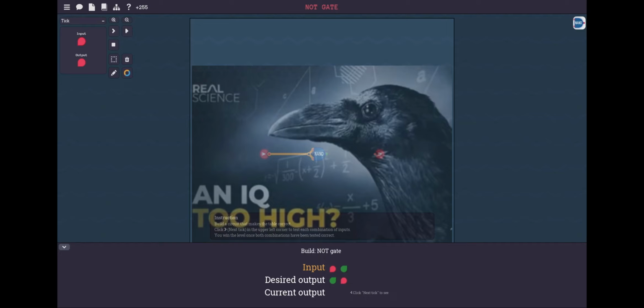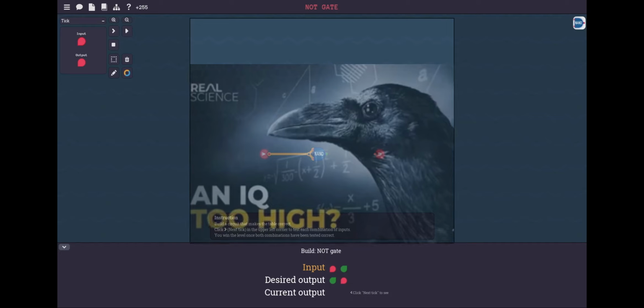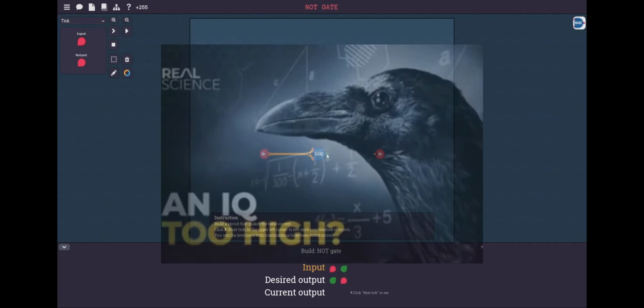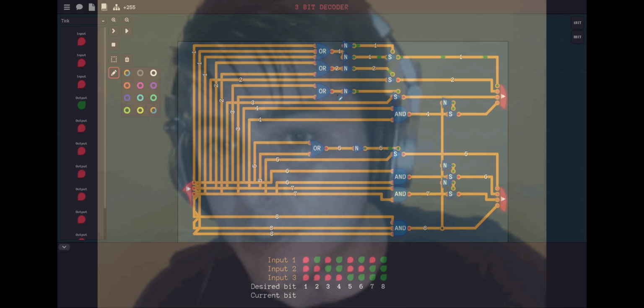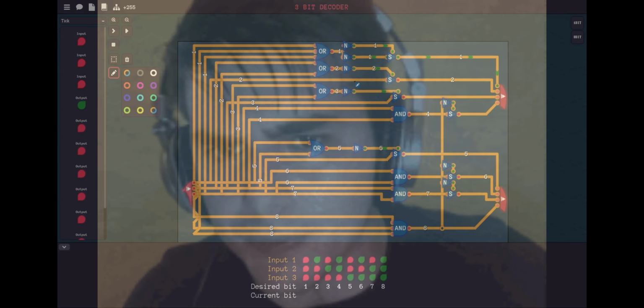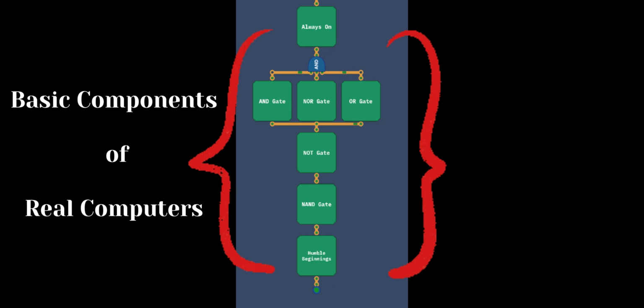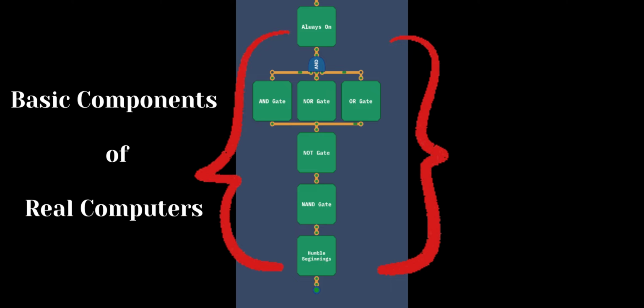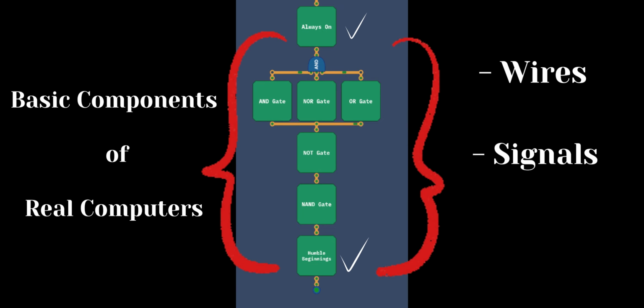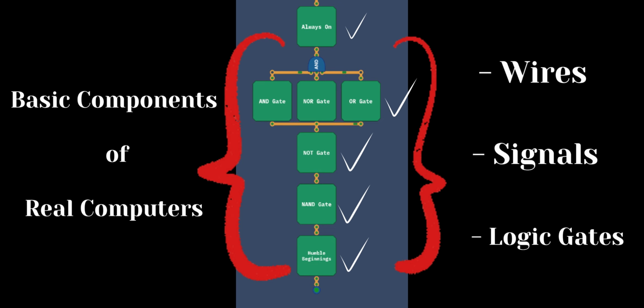With the new Turing Complete update, a lot of players are jumping back into the game, and the first few levels can feel either way too simple or weirdly confusing. But these levels are not just filler, they teach the basic building blocks behind real computers: wires, signals, and logic gates. So let's start from the beginning.